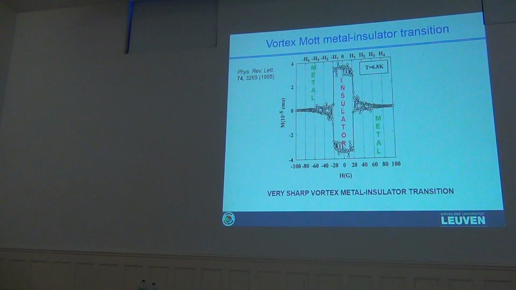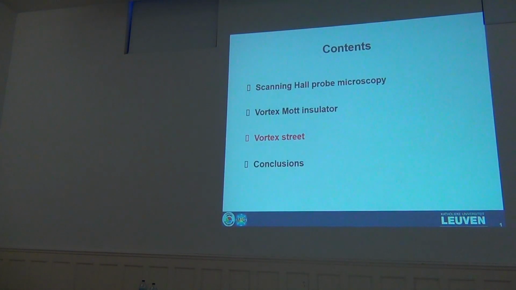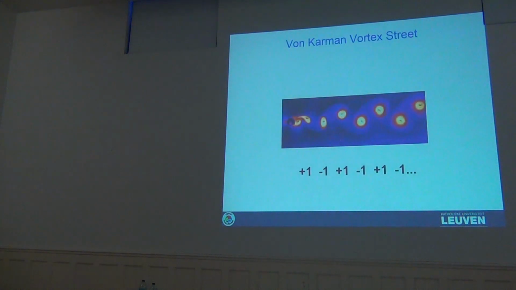Mode insulator, we have seen it already. Okay. Now vortex street. What is that? So this is an illustration of vortex street. So this is a flow of gas or liquid, and this is a rigid object.